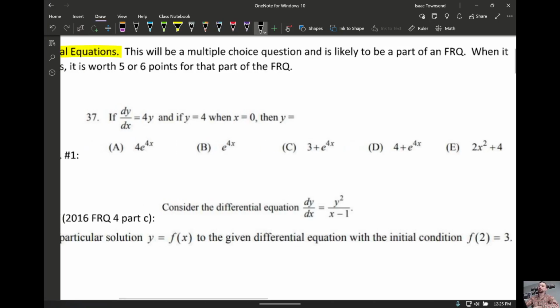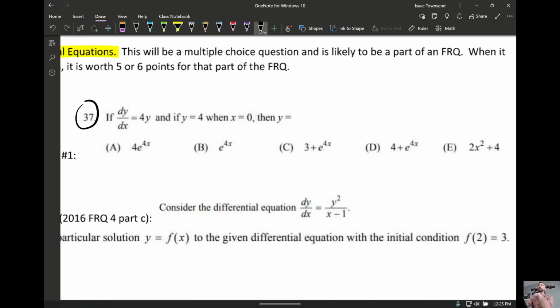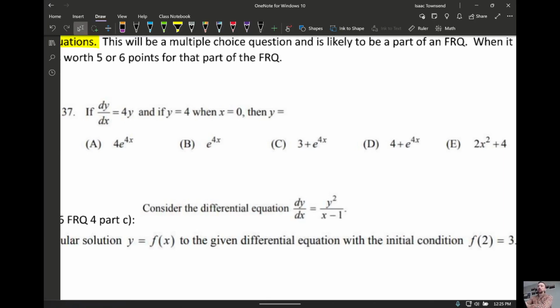Also, I didn't document these very well, but these are released questions, so I don't remember what year it was, but question 37 some year, this is what was on the AP exam. So they give us dy/dx is 4y, and we're supposed to figure out what y is equal to. So this would be what we talked about, the separation of variables thing, where you try to get all the y stuff on one side, so divide both sides by y, and multiply both sides by dx.